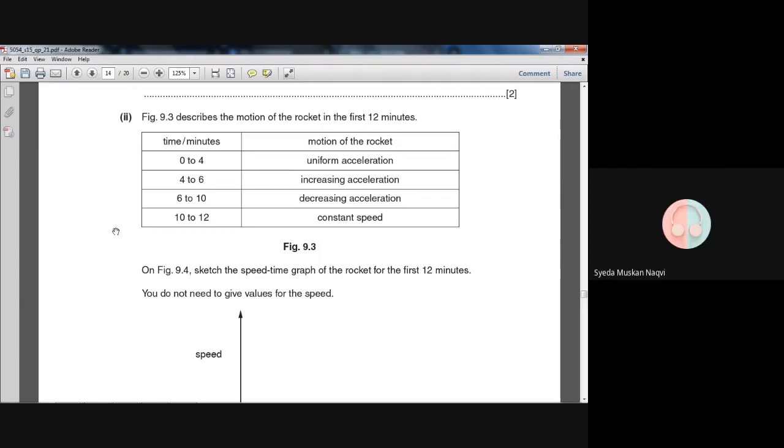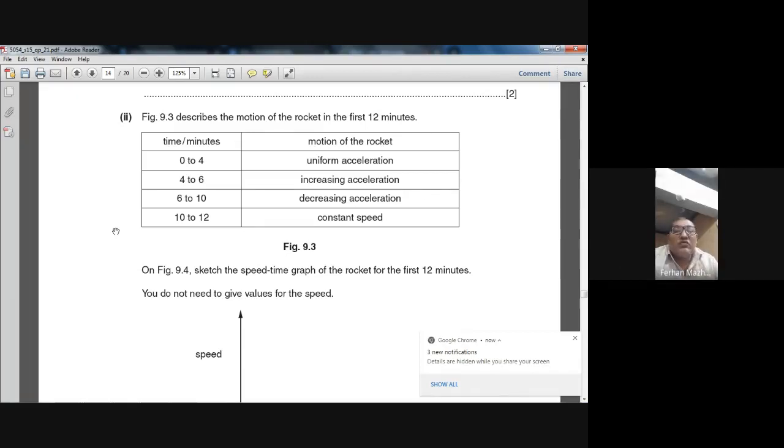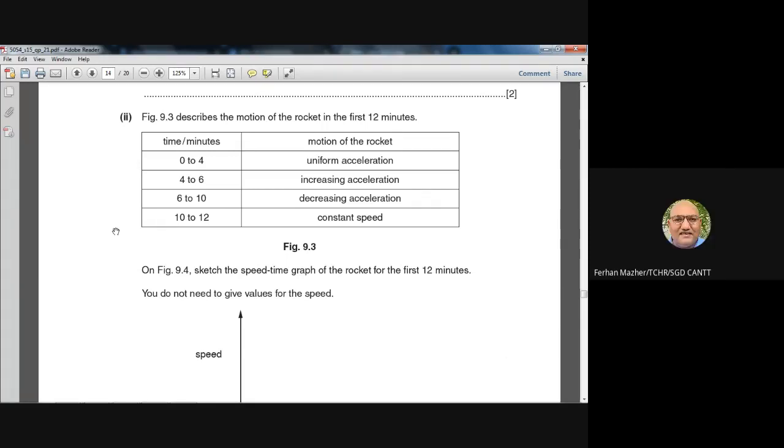Done, sir. Yes, what you wrote? I have written equal change of velocity in equal interval of time is uniform acceleration. If there is equal change in velocity in equal intervals of time, the acceleration of the body is known as uniform acceleration. Okay. So the next question: figure 9.3 describes the motion of the rocket in the first 12 minutes.